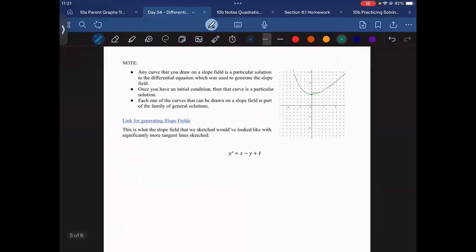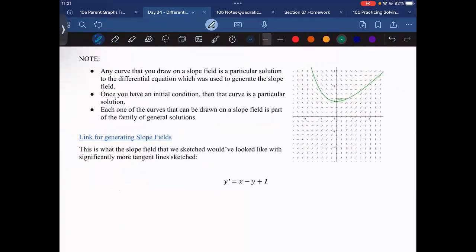And then some notes on the back, just boring notes. Any curve that you draw on a slope field is a particular solution to the differential equation which is used to generate the slope field. Once you have it, then that curve is a particular solution, but it can be anywhere on there, depending on what the function is.